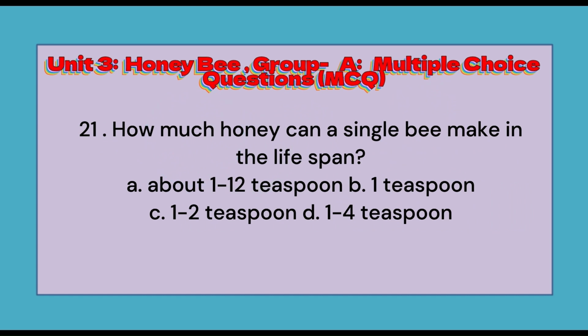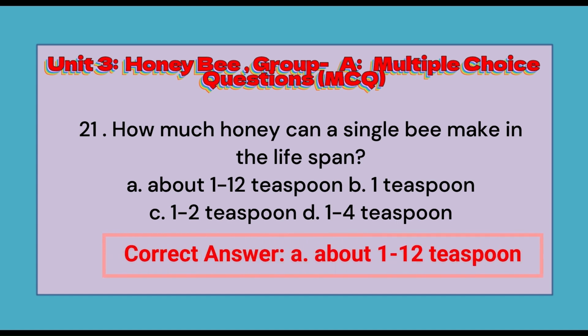21. How much honey can a single bee make in the lifespan? A. About 1 to 12 teaspoon. B. 1 teaspoon. C. 1 to 2 teaspoon. D. 1 to 4 teaspoon. Correct answer: A.